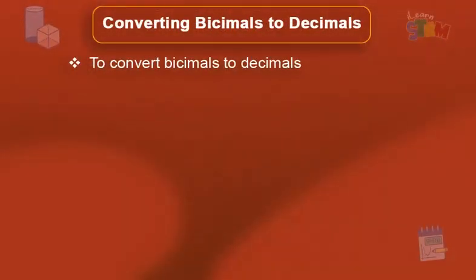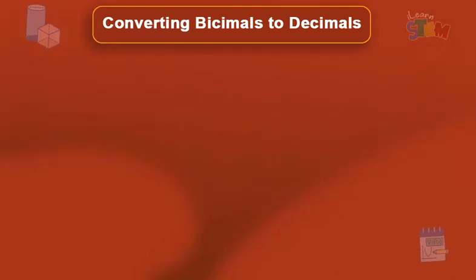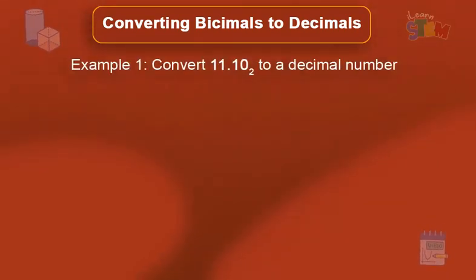To convert decimals to decimals, we do so by expanding the numbers using their powers, including the negative powers. Let us see an example. Example 1. Convert 11.10 in base 2 to a decimal number. Solution. First, we expand the number 11.10 by multiplying through by 2.